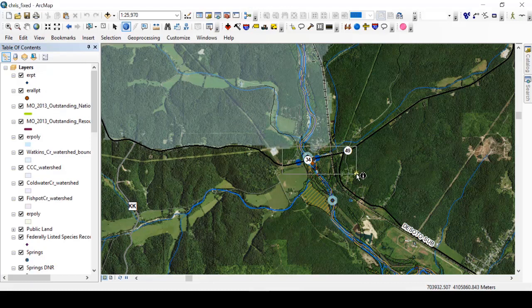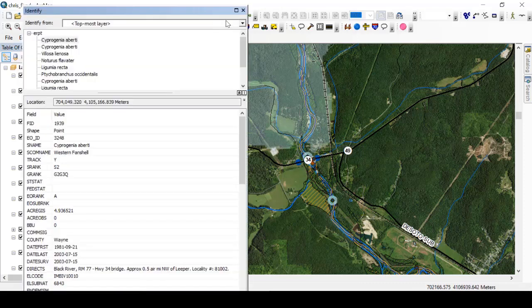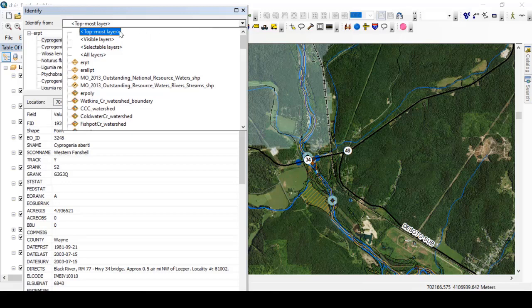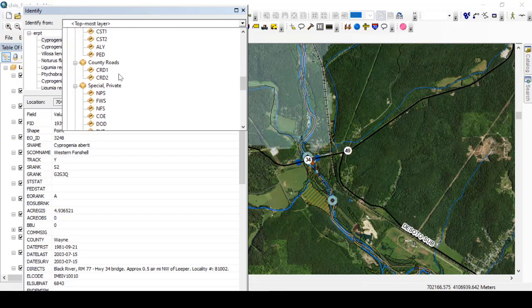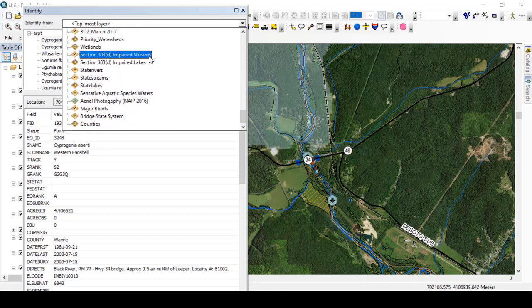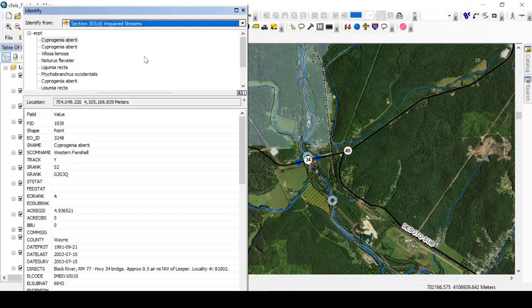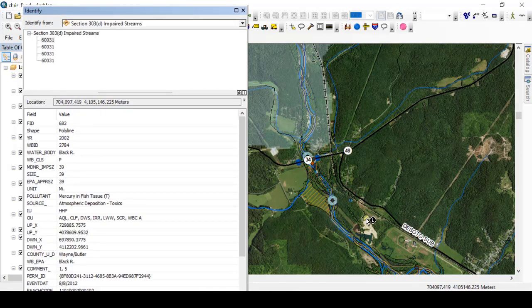And the next thing that we do, especially when there's a big cluster of things here, is there's way too many things to take a look at. So we like to go ahead and select down to the exact layer that we want to look at. One of the things I'm going to go to first is section 303D impaired streams. When we re-identify, it goes straight down to that layer and doesn't identify anything else.